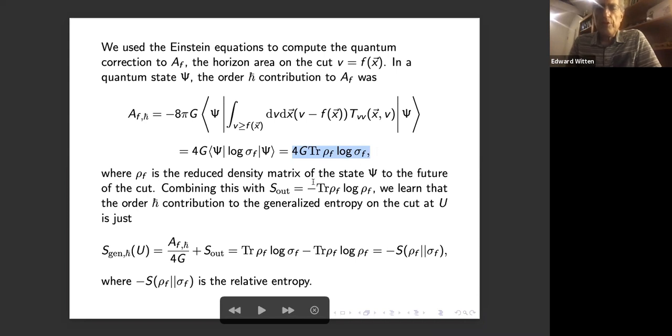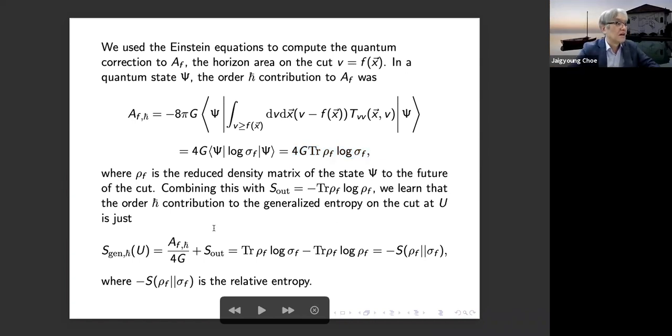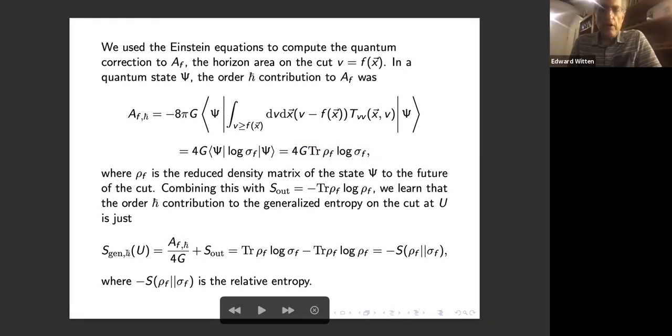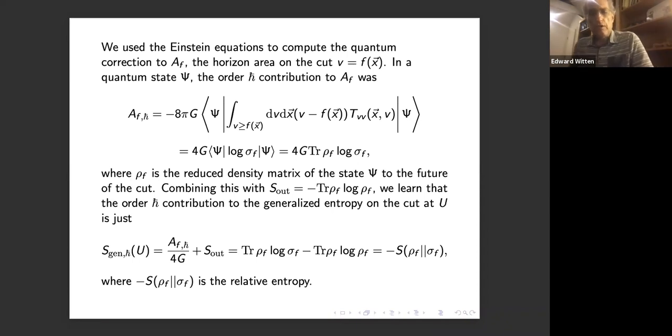And the entropy term, to begin with, is the von Neumann entropy, minus trace rho log rho. So therefore, the order h bar contribution to the generalized entropy is a sum of 2 terms. One is minus trace rho log rho, and the other we just evaluated to be trace rho log sigma, where the 4g cancels out. And this is the definition of the relative entropy with a minus sign. So what we learned by that calculation is that the order h bar correction to the generalized entropy is simply the relative entropy between the state we're interested in and, if you like, the Hartle-Hawking state to the future of the cut.